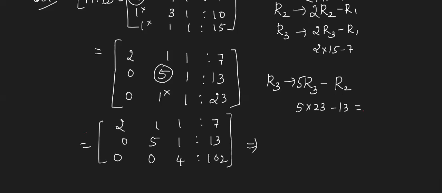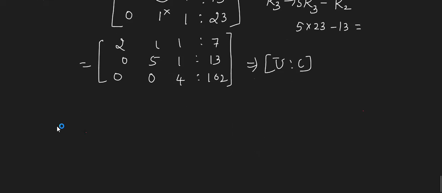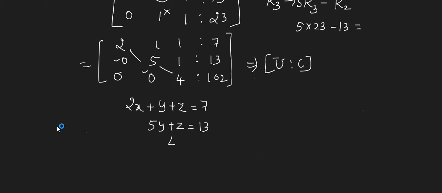Done. Write in equation format, because it is already reduced to an upper triangular matrix. We have a diagonal, and below that all elements are 0, so it is upper triangular. Write in equation form. 2x plus y plus z equal to 7 from the first row. Second row, 5y plus z equal to 13. Third row, 4z is equal to 102. I'll call these 1, 2, and 3.